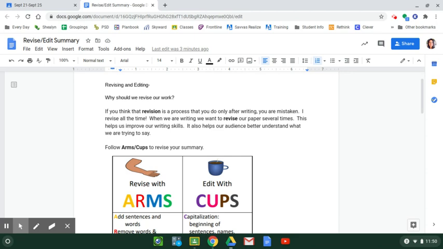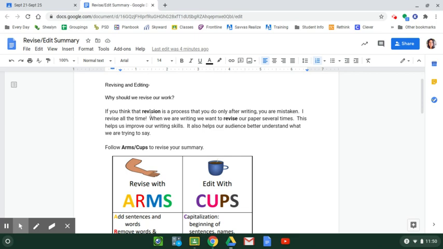So if you think that revision is a process that you do only after writing, you are mistaken. I revise all the time. I revise the lessons that I'm creating for you all the time. I think about it in the car as I'm driving home from work. I think about it at night before I go to bed. I'm constantly thinking about how I can change my lesson to be better so that you guys can understand. So we do revision all the time, not just with our writing.